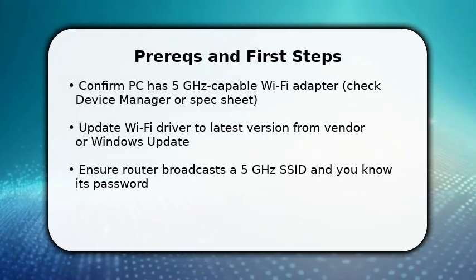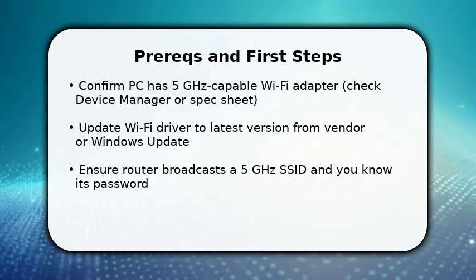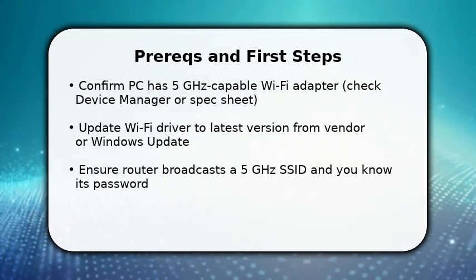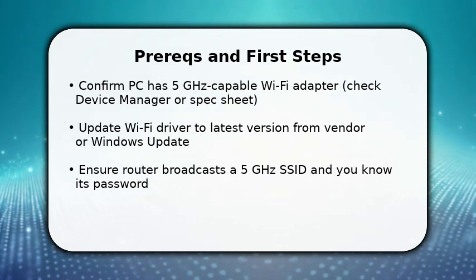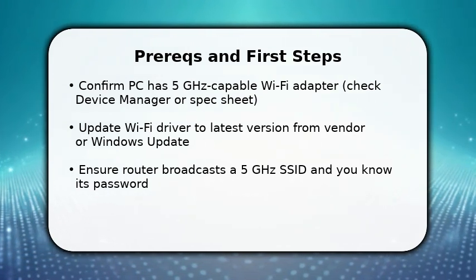Next, make sure your router is configured to broadcast a distinct 5 GHz SSID and that you have the password. Doing these steps first prevents wasted time later and lets you proceed directly to connecting without surprise.